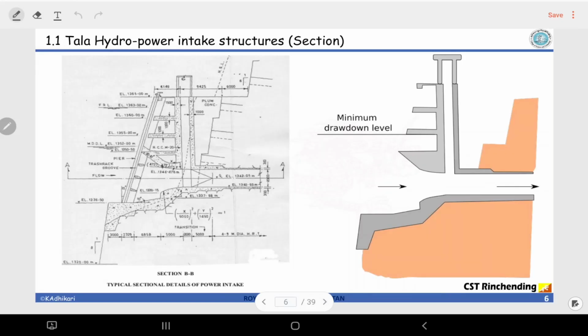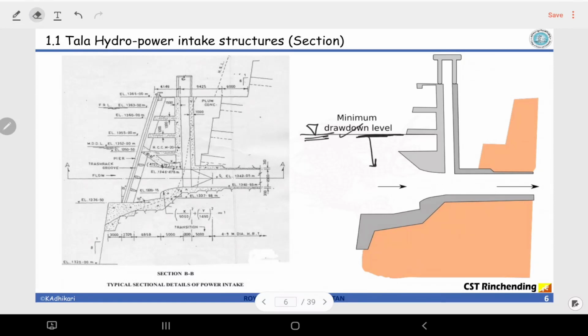So here it is the cross-sectional view. In this view you will see all the gates, and also please notice the minimum drawdown level we discussed when we were discussing the different storage zones in the reservoir. The minimum drawdown level is always above the inlet facility. If this goes down, air may get into this tunnel, which is not desirable. So the minimum drawdown level is always above our inlet facilities.